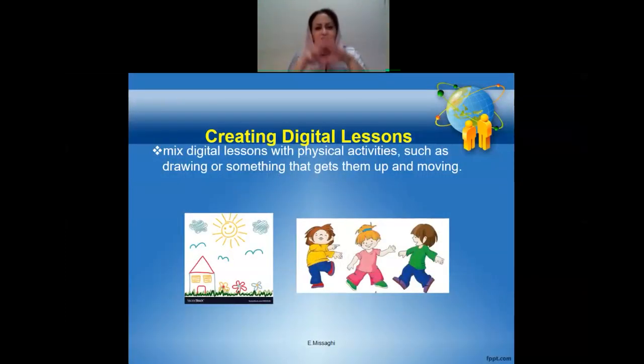So you can create digital lessons, with different activities. You can make a collage and show it to them and say, now I want you to write a story. I want you to write words. I want you to write sentences. Just make it fun for them. You can even use masks.